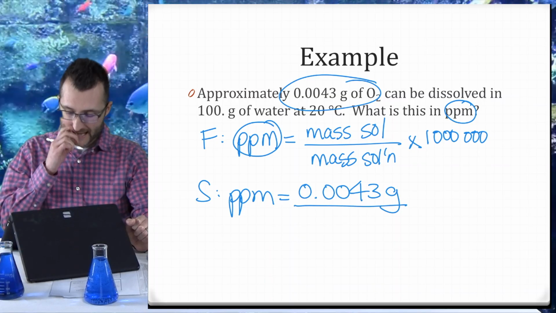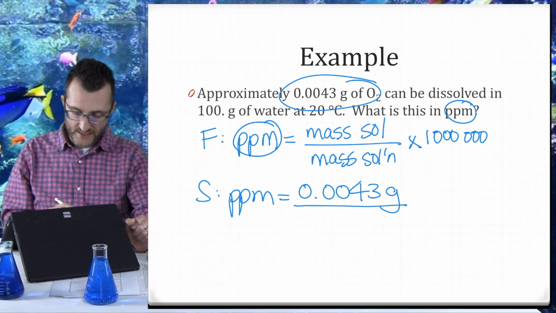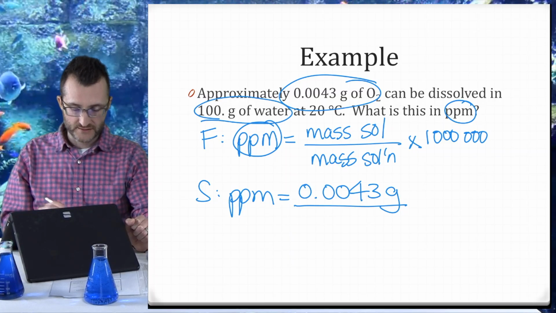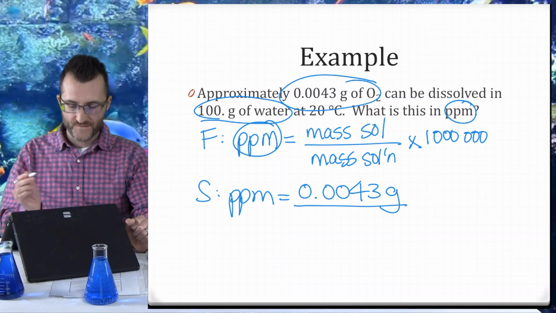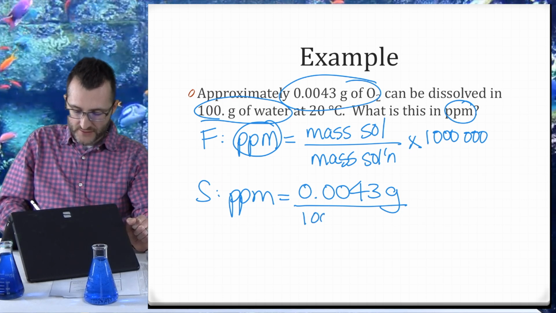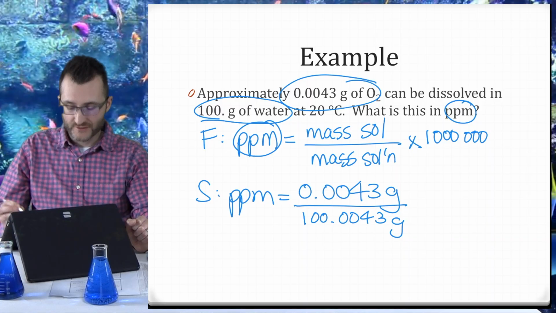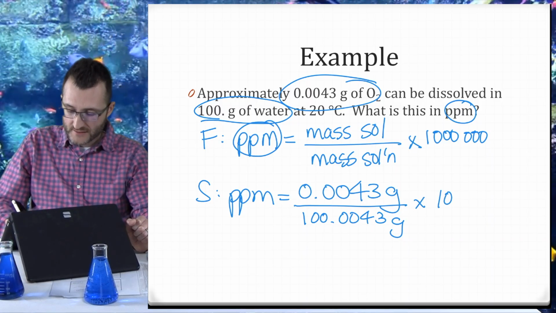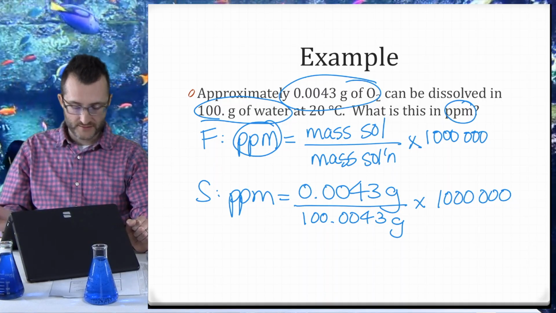And I want to divide that by the total mass of the solution. It just says 100 grams of water here. So like our other example, what are we going to do when we see just our solvent like water? Okay, so we'd want to add the two together. That's correct. Probably doesn't make too much of a difference, but we still want to be technically correct, right? All right, times 1 million.